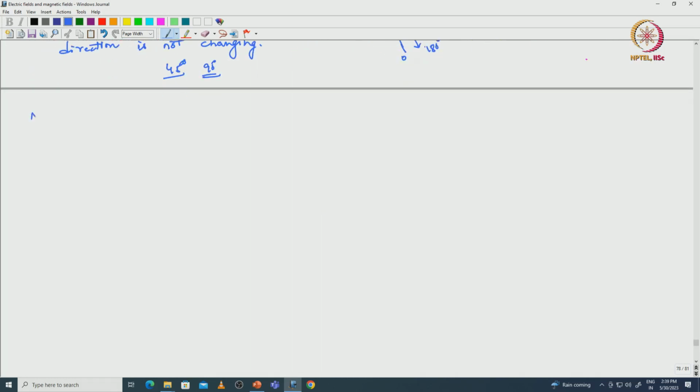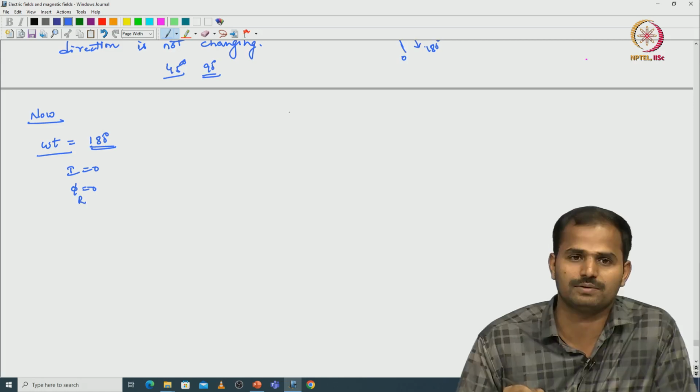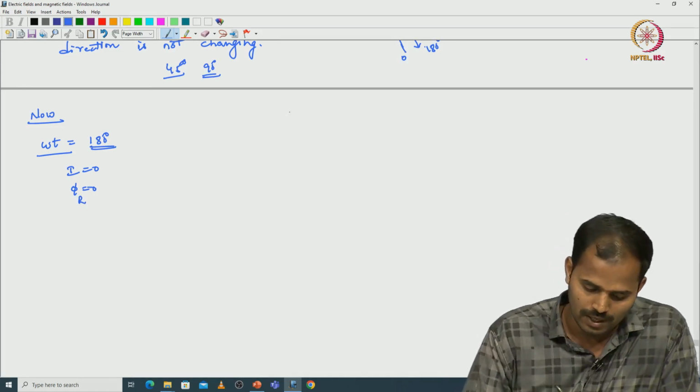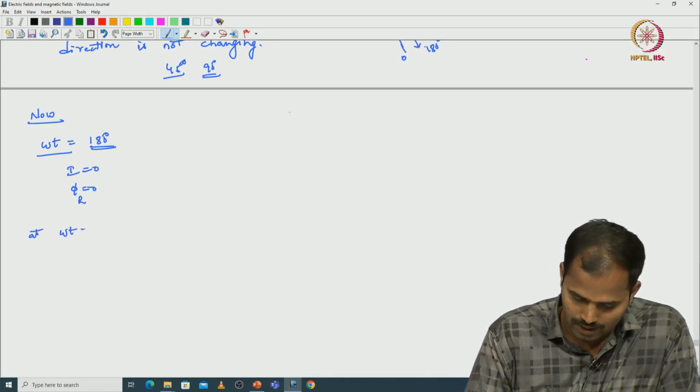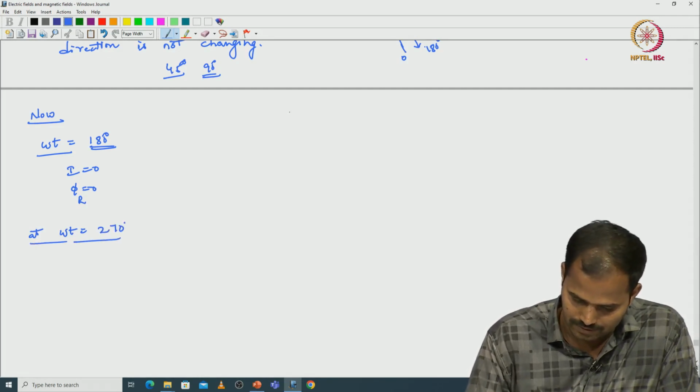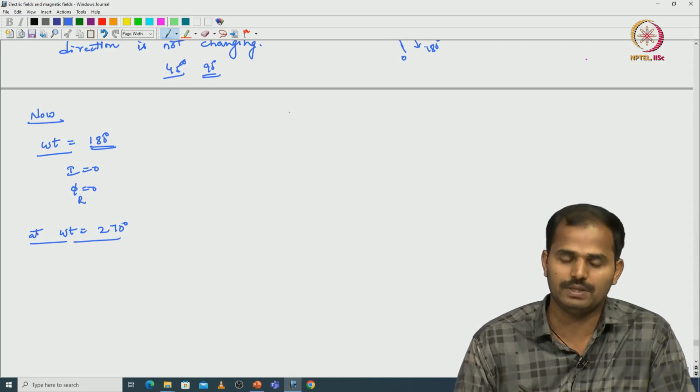Now, we will consider the instant omega t equals 180 degrees. At this particular point current is equal to 0 and flux is also 0. The resultant flux is also 0, because phi a and phi b both are 0, so the resultant flux vector magnitude is also 0. At omega t equals 270 degrees, we will see what will happen.